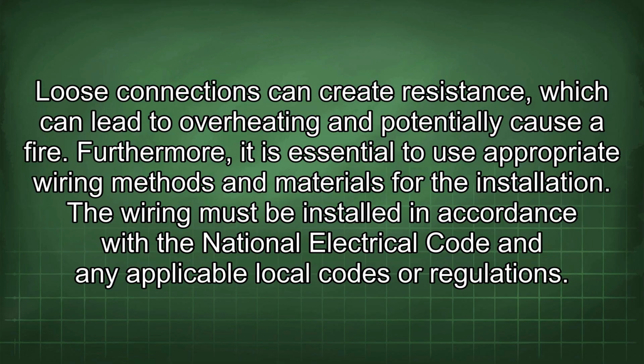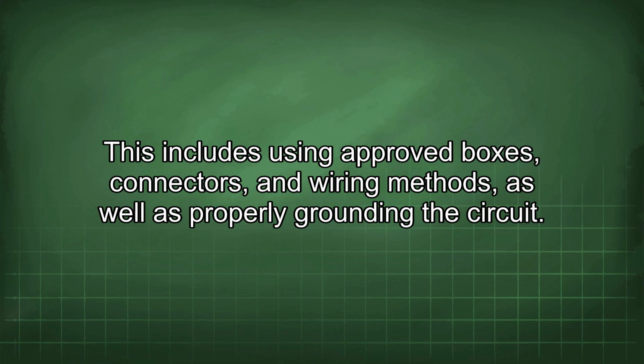Loose connections can create resistance, which can lead to overheating and potentially cause a fire. Furthermore, it is essential to use appropriate wiring methods and materials for the installation. The wiring must be installed in accordance with the National Electrical Code and any applicable local codes or regulations. This includes using approved boxes, connectors, and wiring methods, as well as properly grounding the circuit.